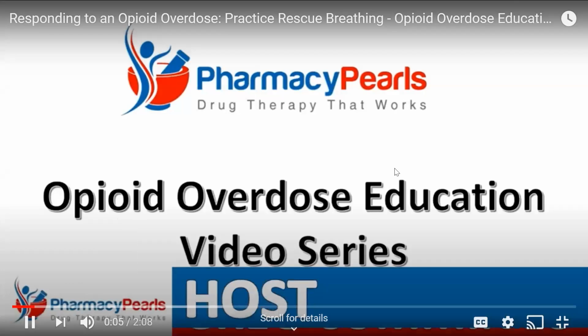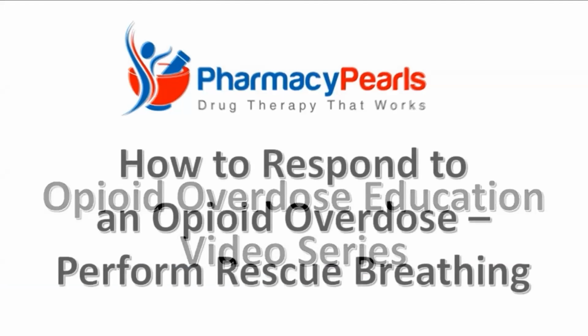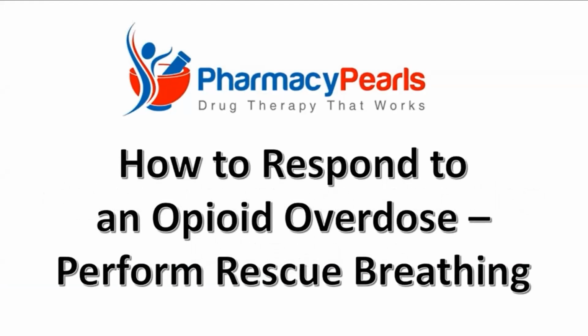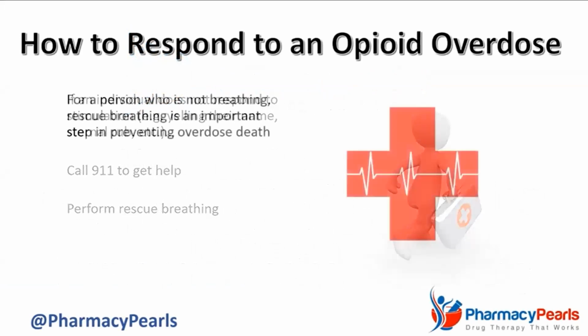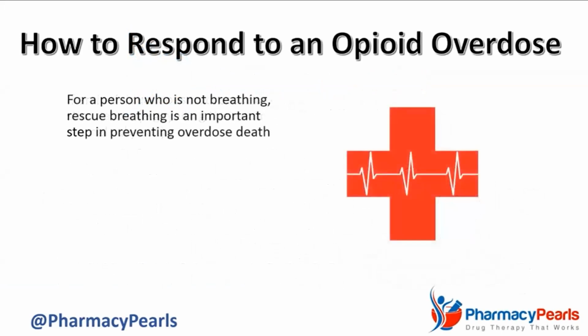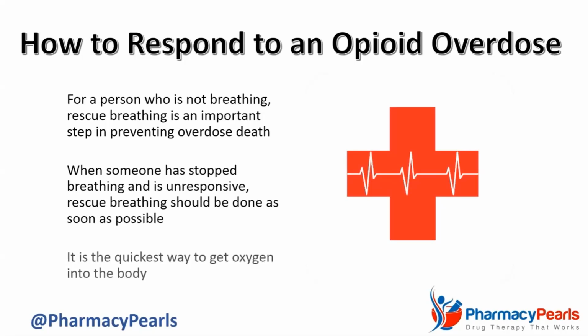In this portion of the Pharmacy Pearls Opioid Overdose Education video series, we're looking at how to respond to an opioid overdose. Previously, we stressed the importance of calling 911 for help. Now we'll focus on performing rescue breathing. For a person who is not breathing, rescue breathing is an important step in preventing an overdose death. When someone has stopped breathing and is unresponsive, rescue breathing should be done as soon as possible because it is the quickest way to get oxygen into the body.